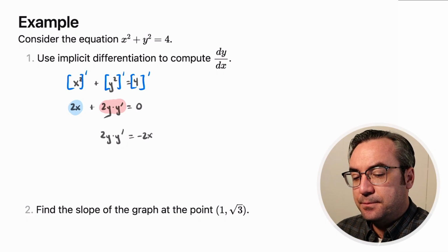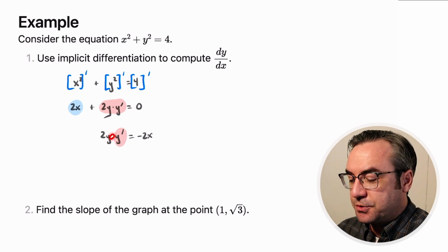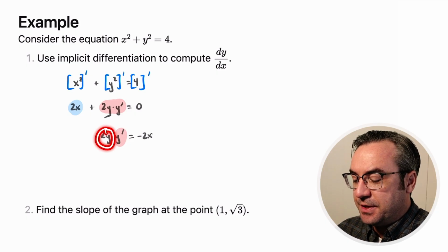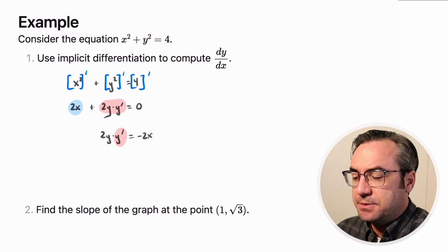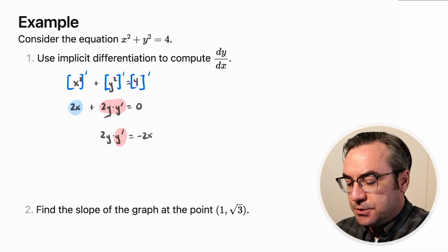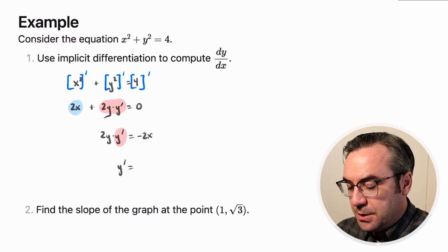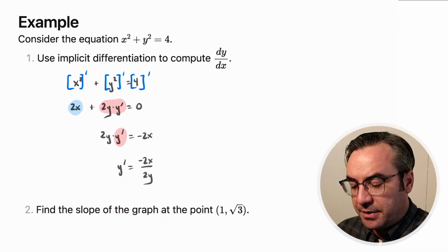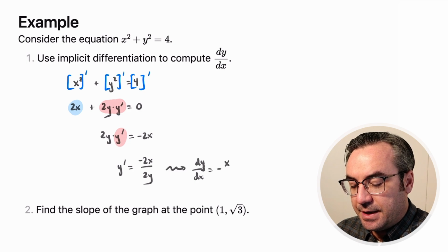And then we want to solve for y prime. We have all this extra stuff that's attached to it, this 2 times y. So how do we get rid of this? We want to move it to the other side, but this stuff is attached by multiplication. So how do we undo multiplication? Well, we divide. So we're going to divide both sides by that 2y. So we end up with negative 2x over 2y, and that's our derivative. If we simplify it, we get dy dx is equal to negative x over y.